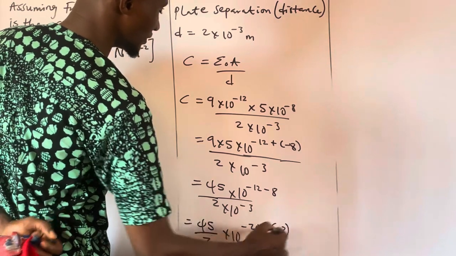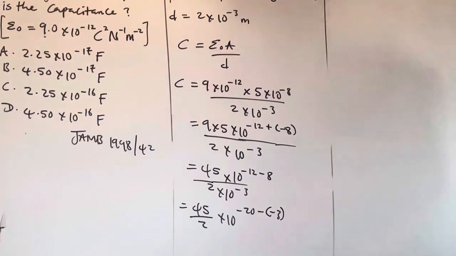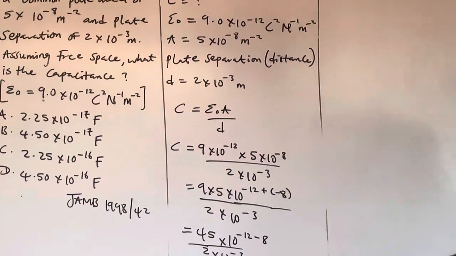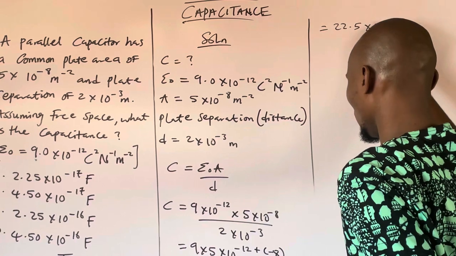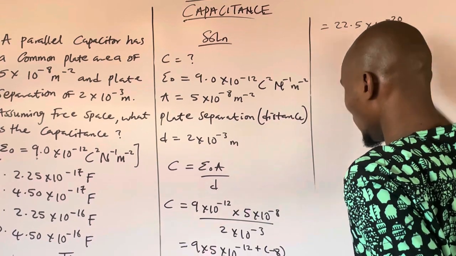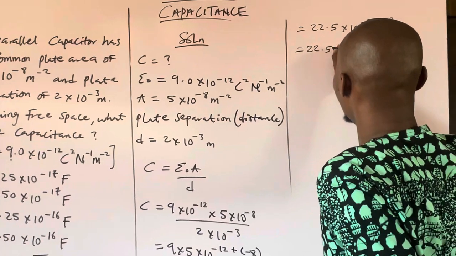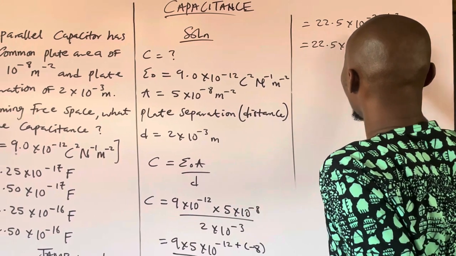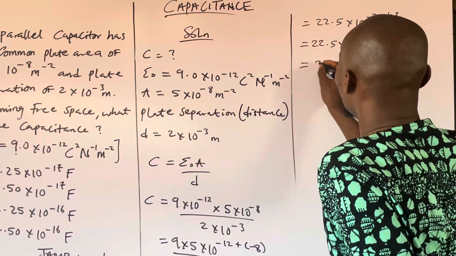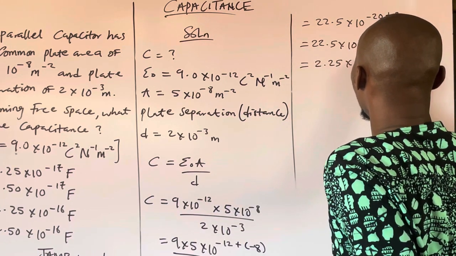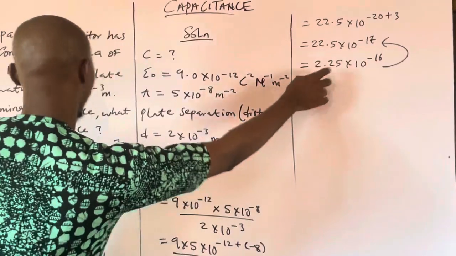Minus, bracket minus 3. Why this minus? Division law according to indices. So 45 divided by 2 will give us 22.5 times 10 raised to the power minus 20 minus minus, plus 3. 22.5 times 10 raised to the power minus 20 plus 3 is minus 17. And the final answer is equal to 2.25 times 10 raised to the power minus 16. This and that is the same. Now, since we don't have this in our options and we have this, they are the same thing.